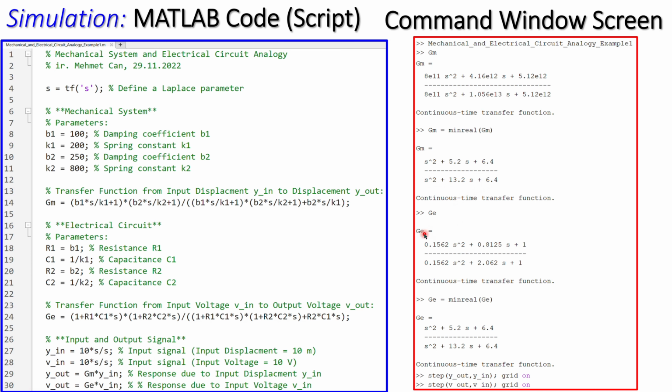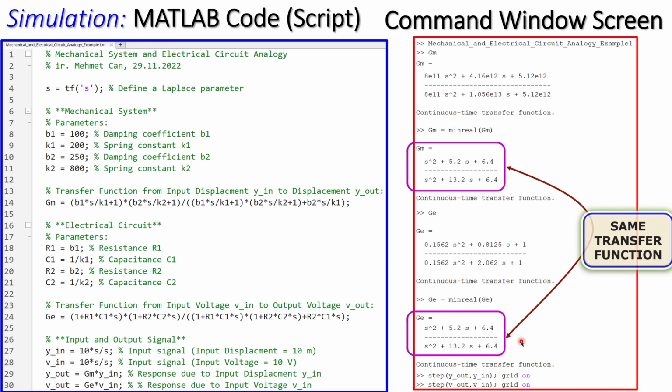You can do the same also for GE, which is the electrical transfer function. Again, use min real, and you get this one, which is recognized as the exact same transfer function as this one, which is not a surprise. We already discussed this, so it's the exact same transfer function. Nice. And for step, you use these two commands for these systems.